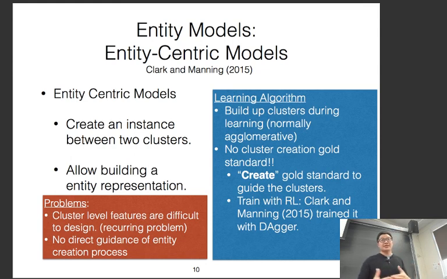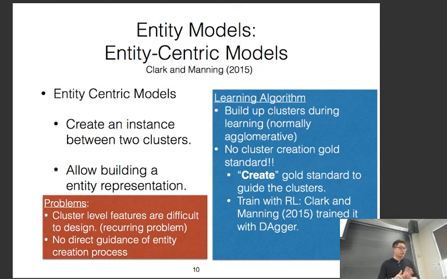Actually, the process is very similar to before. People still build up clusters during learning, going from left to right. However, the problem right now is we don't have cluster creation gold standard. We don't know which cluster to merge first. You only know the final cluster, but you do not know the path to reach the final cluster. You can merge 1 and 2 first, or 2 and 3 first. The gold standard is missing in this part.